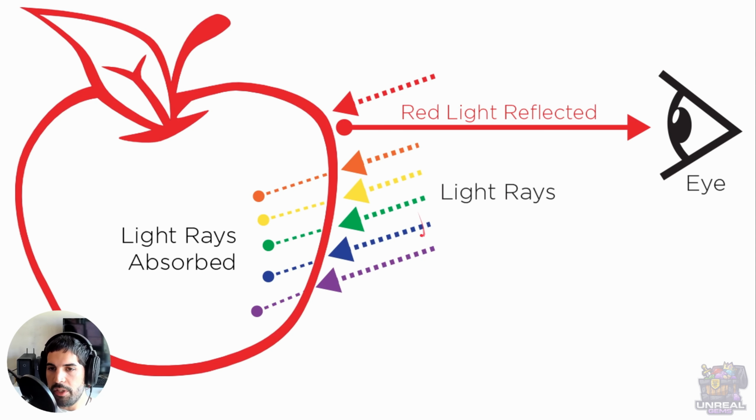It tries to imitate the way that light behaves in real life. You can see that if we look at a red apple, the visible color of the red apple will be the wavelength of light that is reflected from the light source to our eyes.